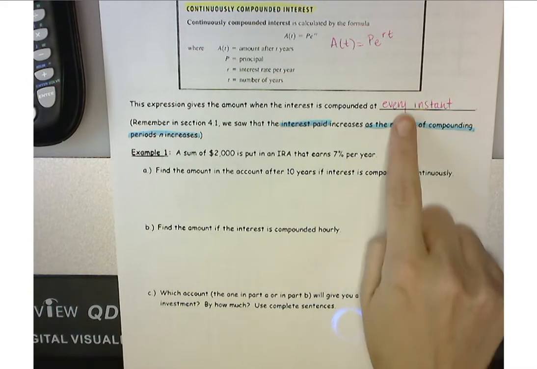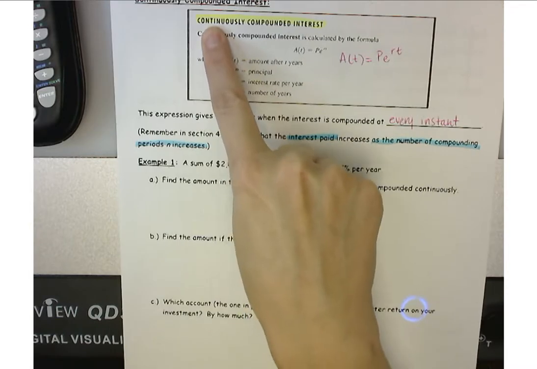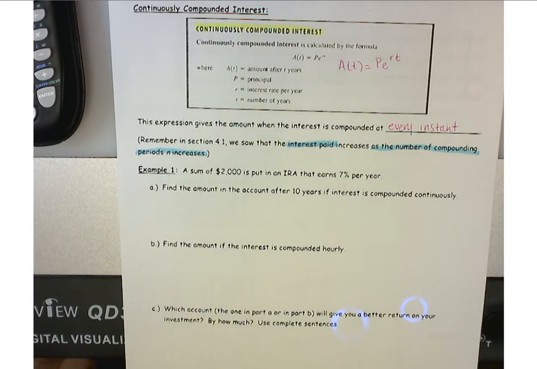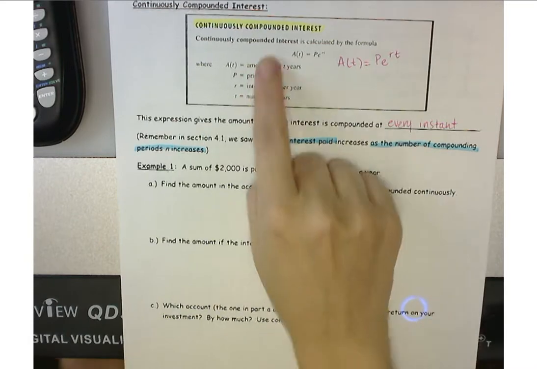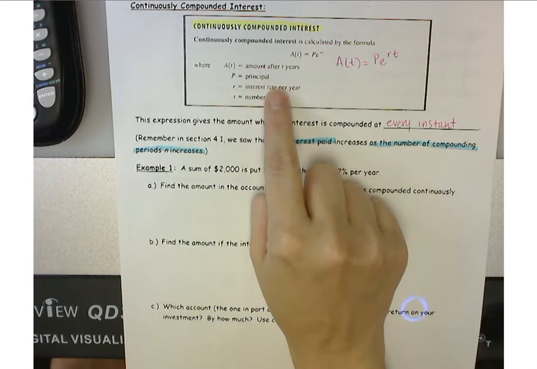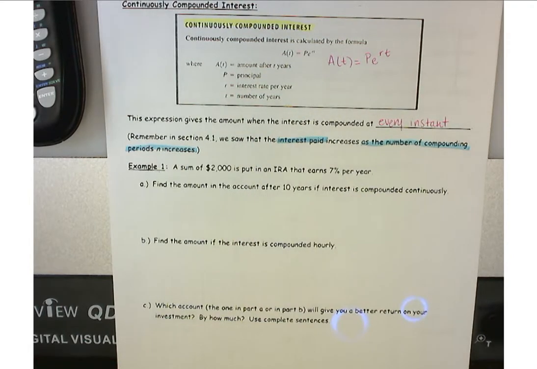Yeah, every instant, which would be continuously, okay? So if you have the same conditions, this would be the best. If your conditions are different, you're going to have to do some tests, which we'll do later. You can see that your values are still the same, so A of t is the amount, P is your principal, r is your interest rate as a decimal, and then t is the number of years.